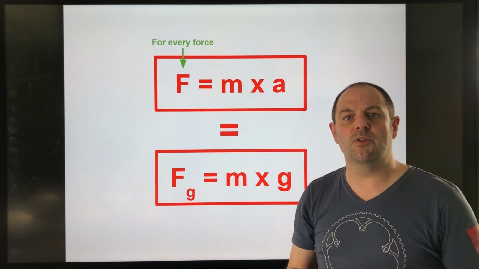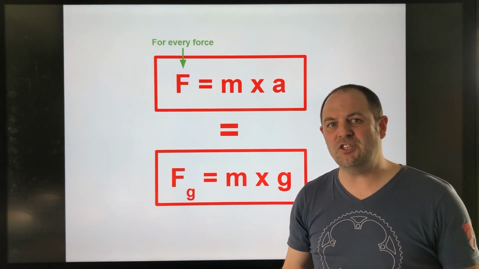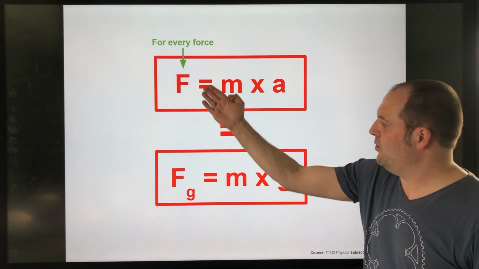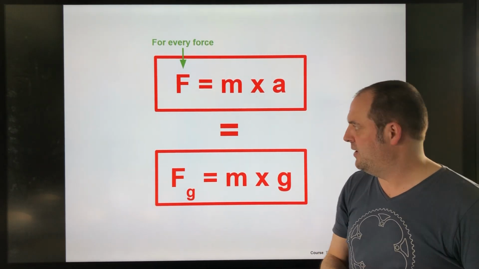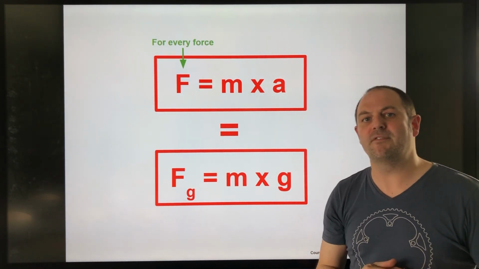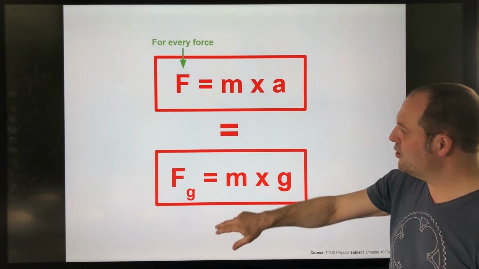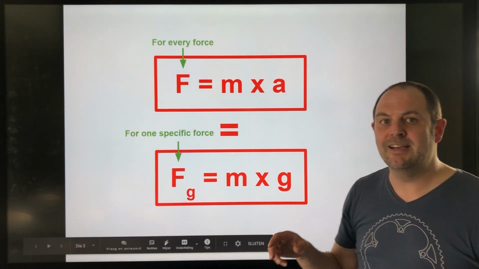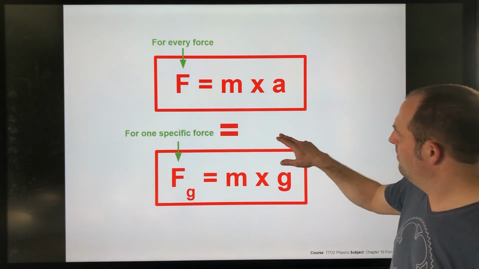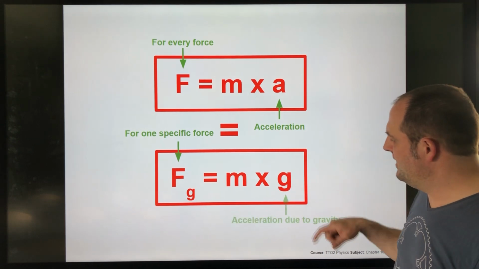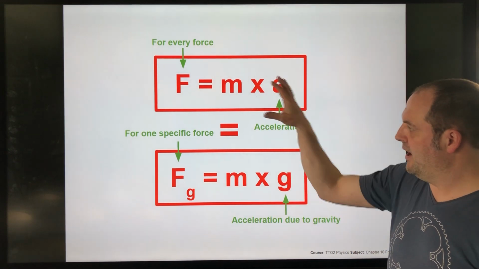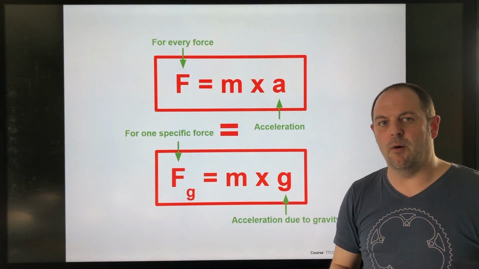But because we're working with gravity all the time, we created a special formula for gravity force. It looks almost the same. We still have that capital F, but now there is a G next to it. And we replace the acceleration with the symbol for gravitational field strength. Last lesson I already told you that the gravitational field strength is actually the acceleration caused by the planet you're standing on. So this is the acceleration and this is the acceleration due to gravity. Make sure that you're able to use both formulas in the upcoming test.